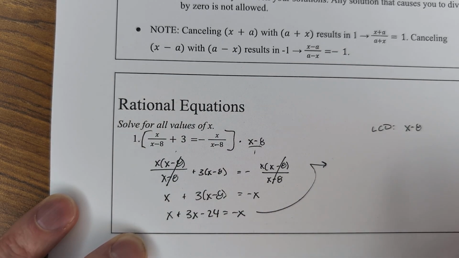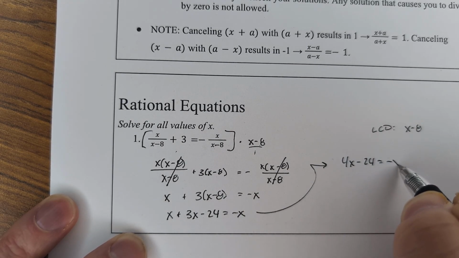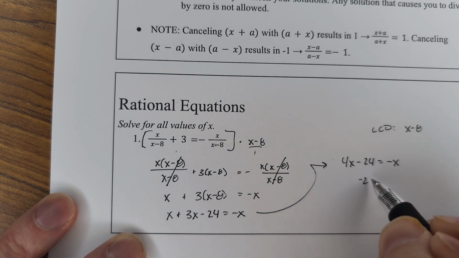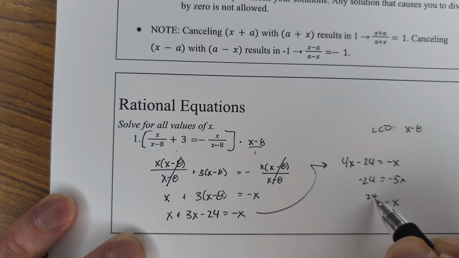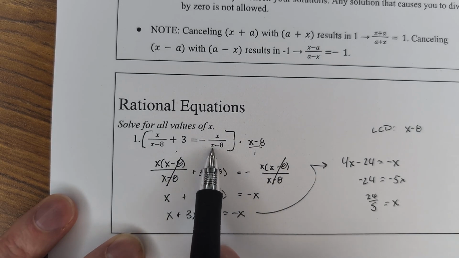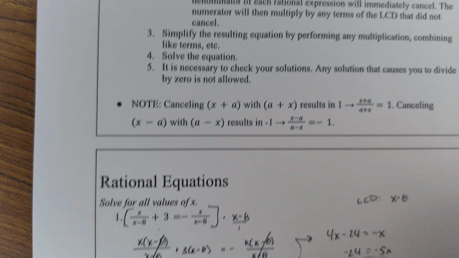If we combine terms, that's 4x minus 24 equals -x. So I'm going to bring the 4x over here. So -24 equals -5x. So x would be 24 over 5. And to check, if I take 24 over 5 and plug it back in, 24 over 5 minus 8 isn't 0. So that answer works.